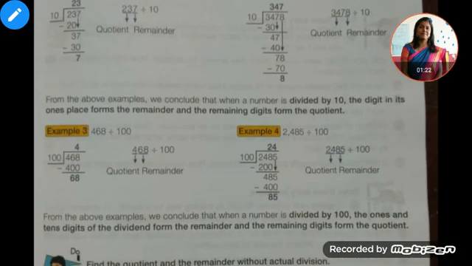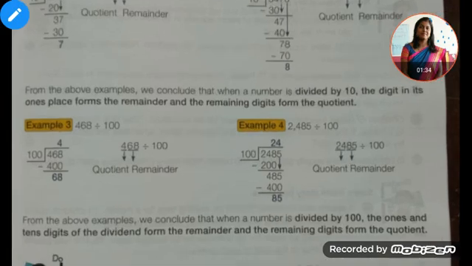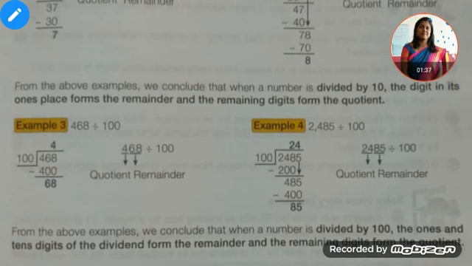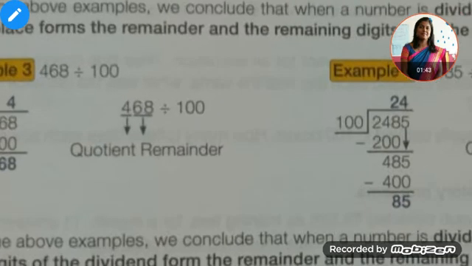From the above examples, we conclude that when a number is divided by 10, the digit in its ones place forms the remainder. That is, whatever digit comes in the ones place forms the remainder, and the remaining digits form the quotient. Very easy it is.